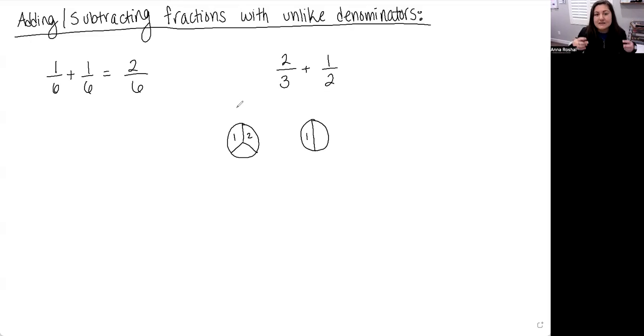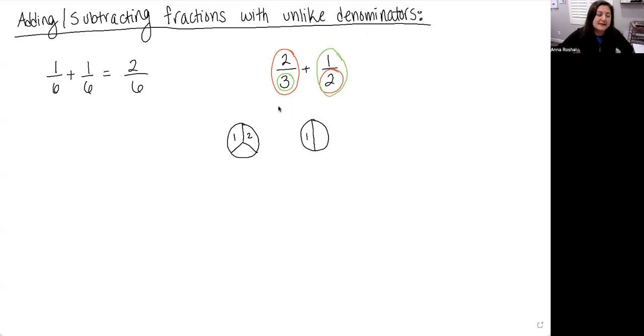One of the easiest ways to create common denominators is literally to take the opposite denominators and multiply the fractions by the opposite denominator. What do I mean by that? I'm going to take this 2 and multiply this entire fraction by 2 over 2. And then I'm going to take this 3 and multiply this entire fraction by 3 over 3.